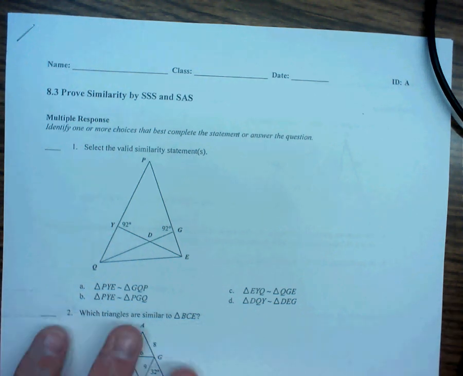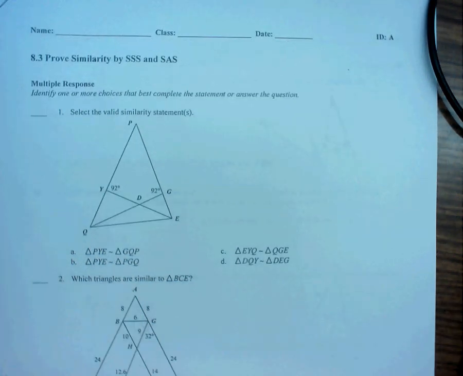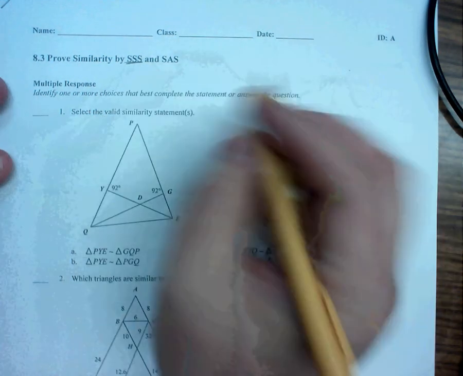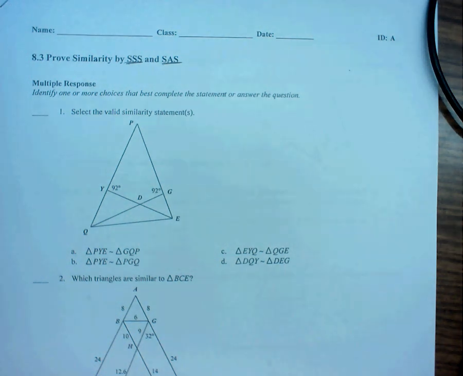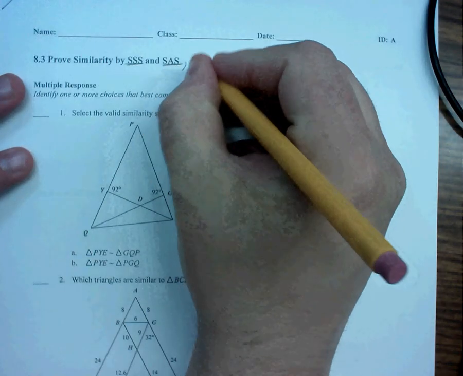So for problem number 1, we have to determine which of these triangles are similar. Now we've got a couple ways to prove similarity. Today we're going to talk about side-side-side and side-angle-side. There's a similarity theorem that if I can prove that the sides are proportional, then the triangles are similar, and side-angle-side helps with that too. But don't forget, we're also reviewing angle-angle.